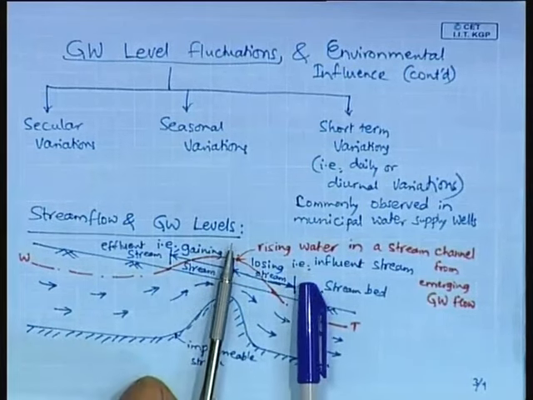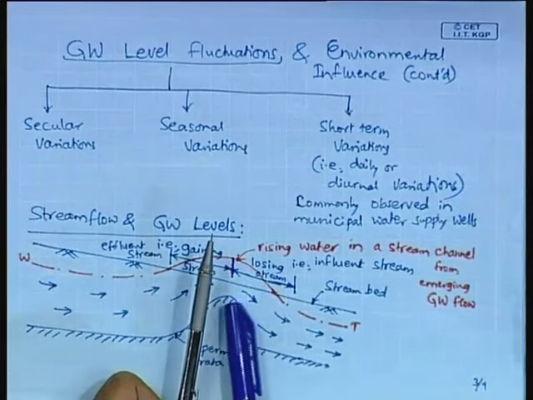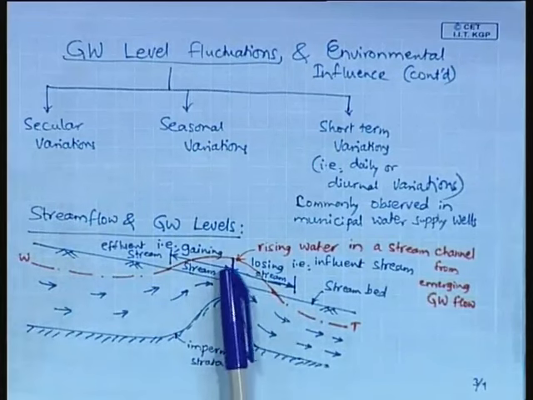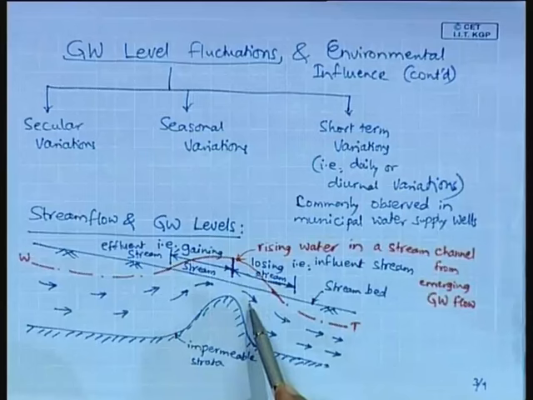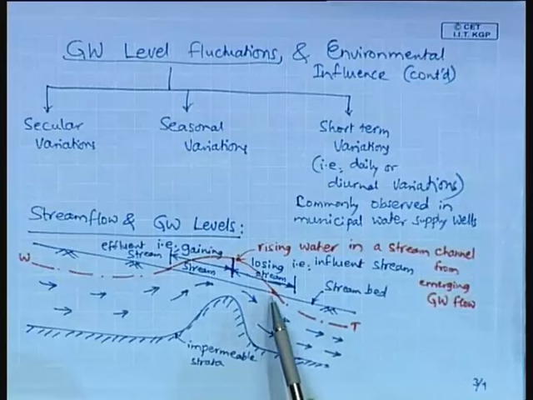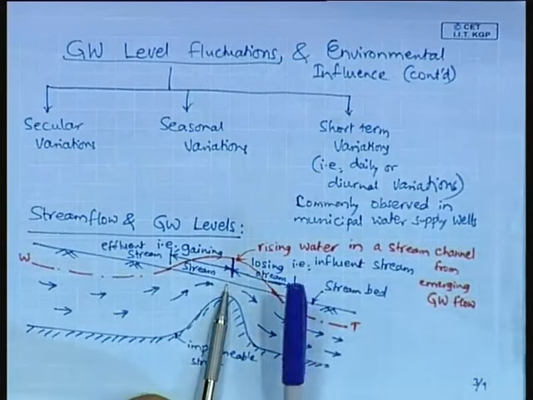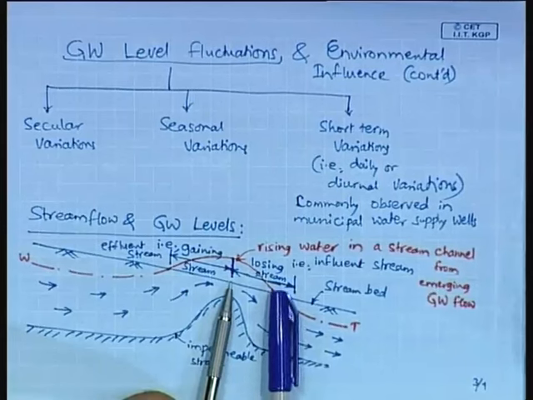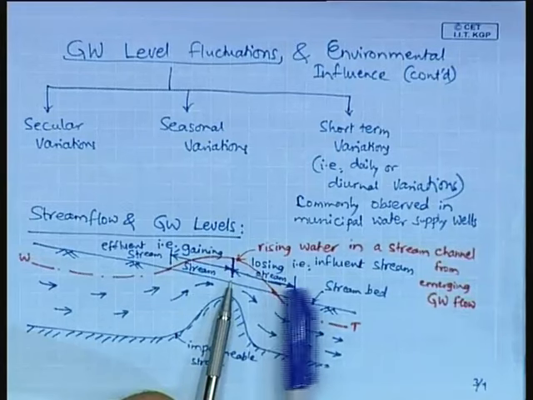Similarly, downstream of the hump, the surface streamlines which were appearing here again develop a downward orientation, and then they get transformed into groundwater streamlines. So therefore, from this point onwards downstream, the water table is again below the ground level, and this portion between the hump and the location where the surface streamlines again get converted into groundwater streamlines will behave like a losing stream or an influent stream.